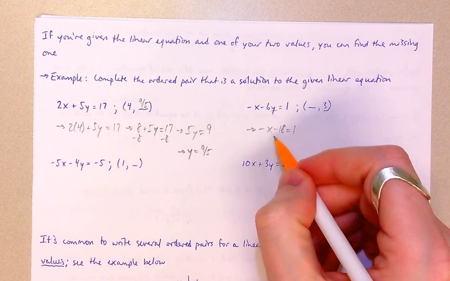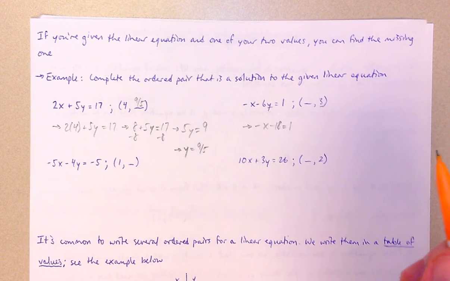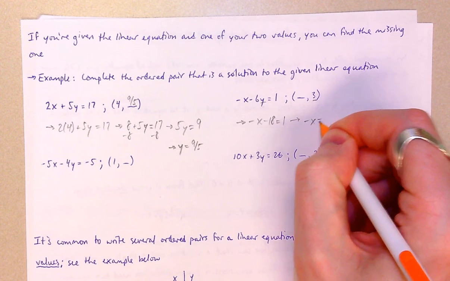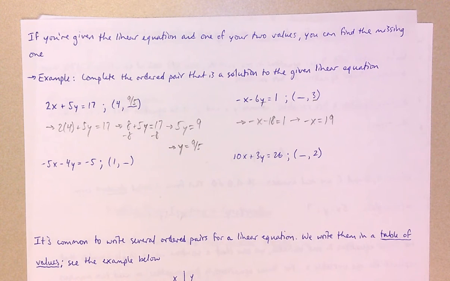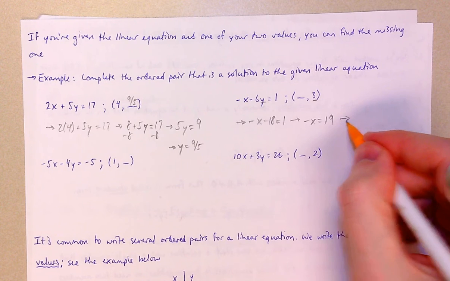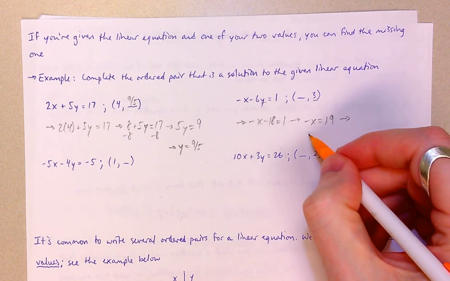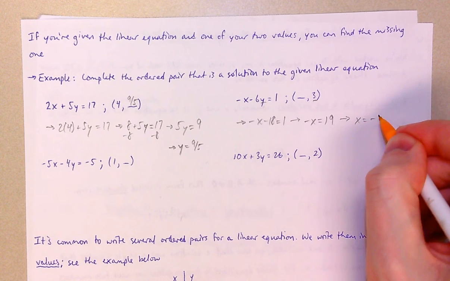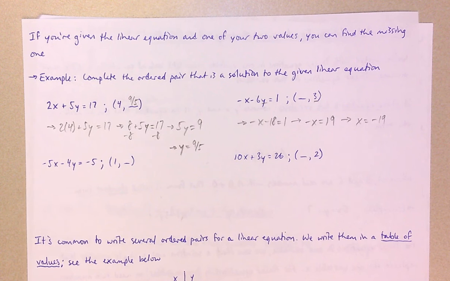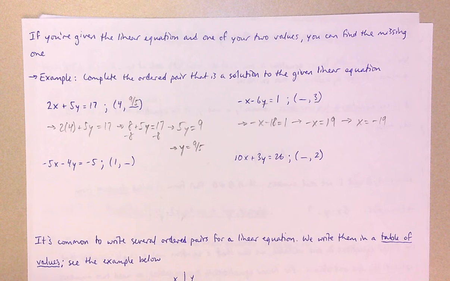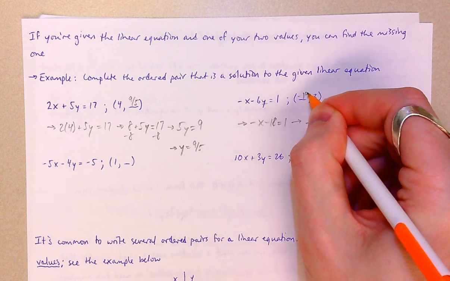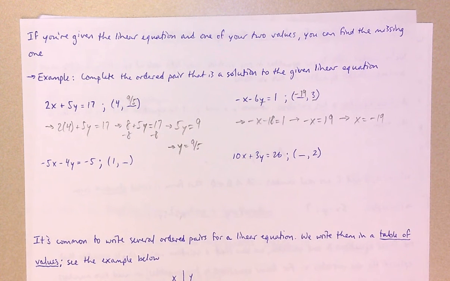All right. Now, again, I want to get x by itself when this is all said and done. So I'm going to add 18 onto both sides to give me negative x equals 19. And then I'm going to divide both sides by the negative 1 to just get x. So x is equal to negative 19. And there we go. That's the missing value in my ordered pair. My solution, my ordered pair, is going to be negative 19, 3.